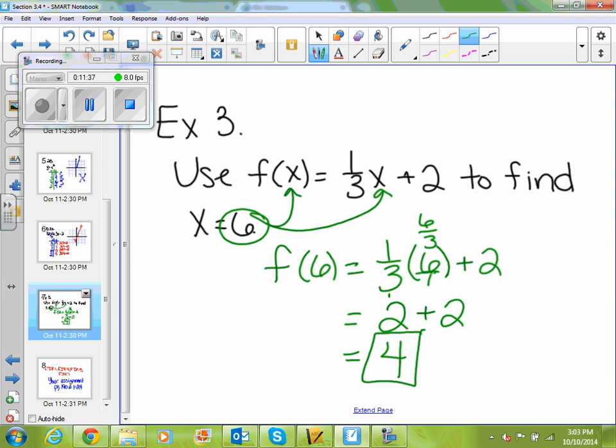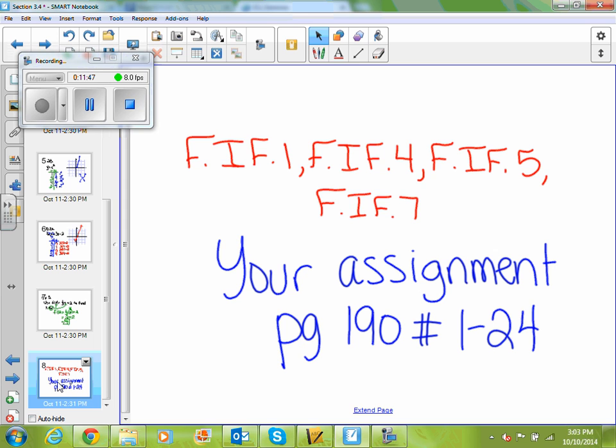So when you're given problems like this, all it wants you to do is plug in your value. We're not doing any graphing on those ones. We're just finding our value. Okay, so you guys are going to work through page 190, 1 through 24.